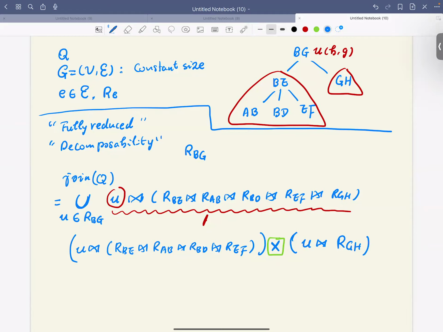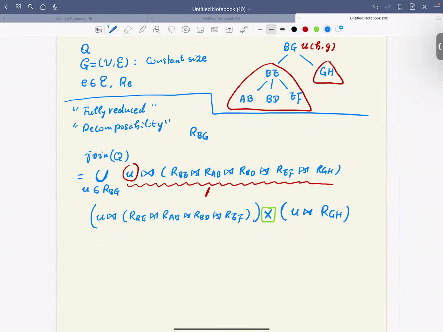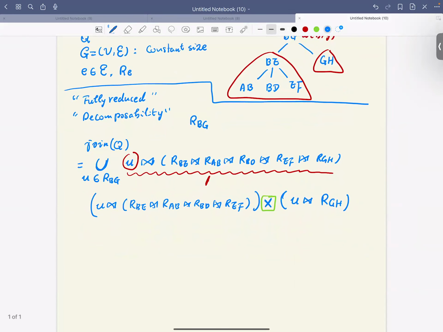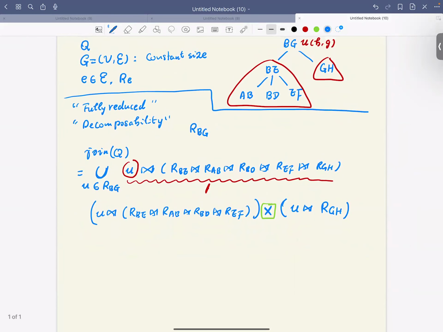So this is the decomposability, okay? You have this only for acyclic joins. This decomposability lemma is something we proved two weeks ago. That was basically the main weapon. Now the thing is, this decomposability holds everywhere.